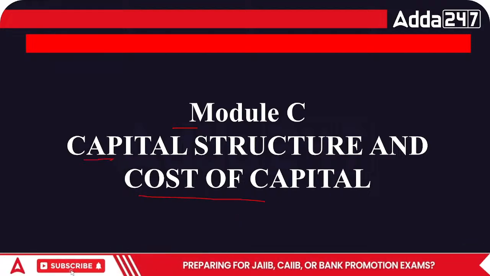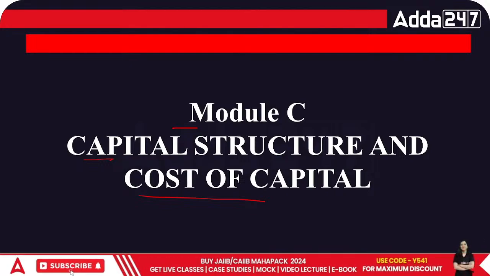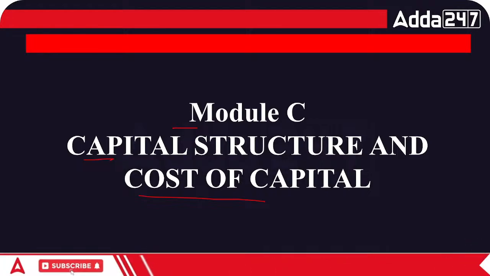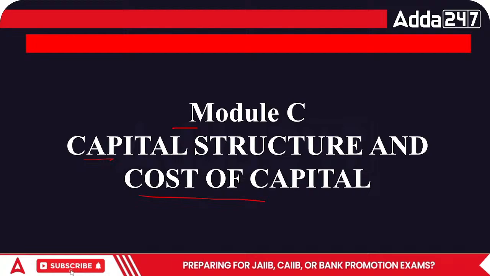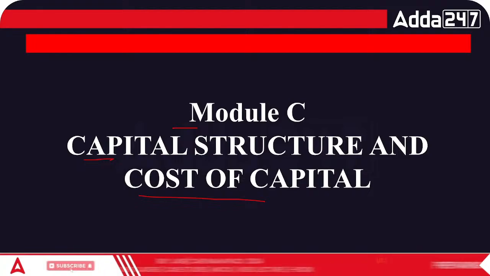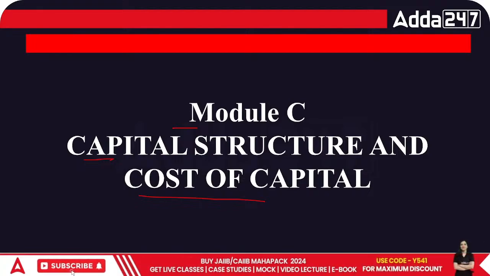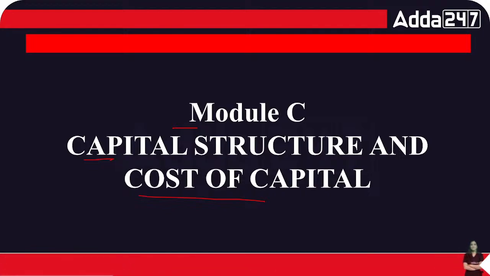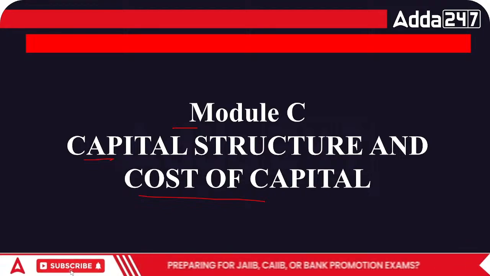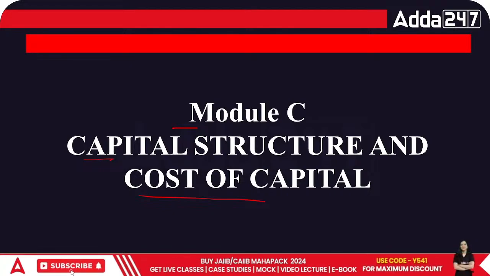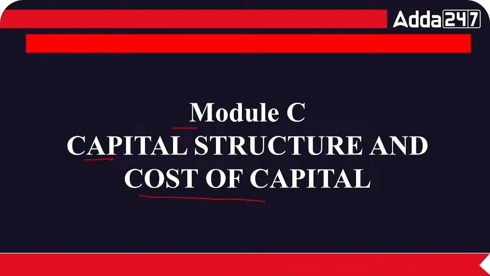But this particular topic is super interesting, and it will be helpful to you in your BFM as well as in terms of your ABFM, that is there in CIIB. I mean, if you do this particular topic in JIIB, this is going to be helpful not only in JIIB but also in CIIB. Now, what's the particular topic, everyone? The name of the topic is capital structure and cost of capital. You know, what do you mean by capital structure?